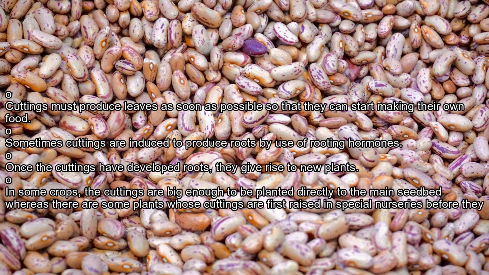Cuttings must produce leaves as soon as possible so that they can start making their own food. Sometimes cuttings are induced to produce roots by use of rooting hormones. Once the cuttings have developed roots, they give rise to new plants. In some crops, the cuttings are big enough to be planted directly to the main seedbed, whereas there are some plants whose cuttings are first raised in special nurseries before they are transplanted to the seedbed.